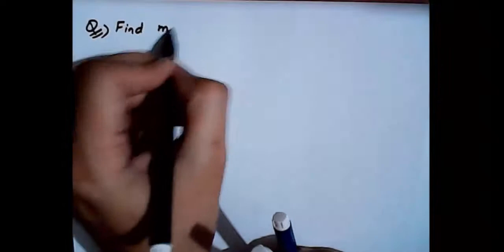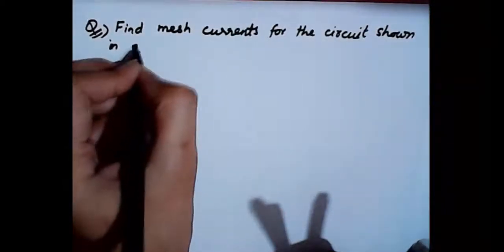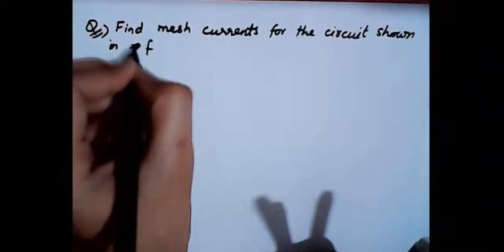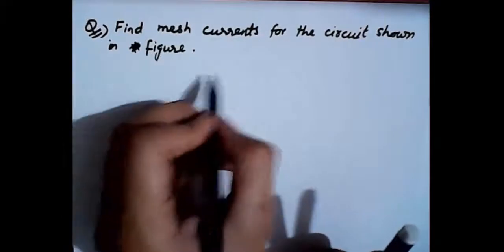Okay, so let's continue with one more example. This will be the last example of mesh analysis, then we will move on towards super mesh. The question is again the same: find mesh currents for the circuit shown in figure. Right, so let me draw the circuit first.